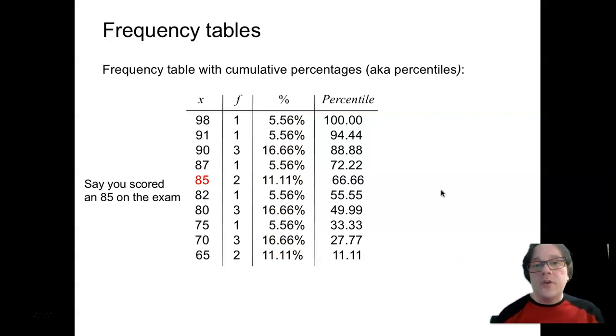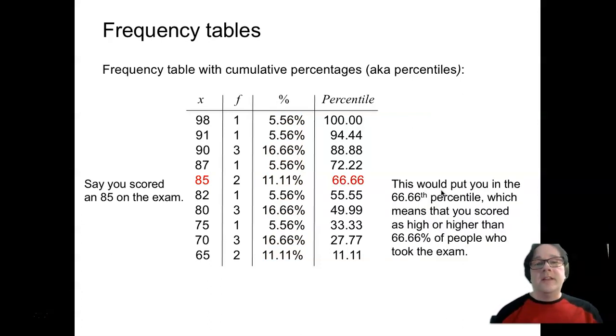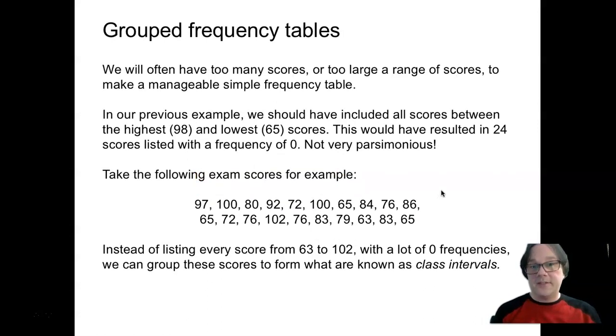Okay, so say you scored an 85 on this exam. This would put you in the 66.66 percentile, which means that you scored as high or higher than 66.66% of people who took the exam, right? So that means by the time you reach a score of 85 on this exam, 66% of scores are at your level or below you. So that's how we would calculate and also how we would interpret percentiles.